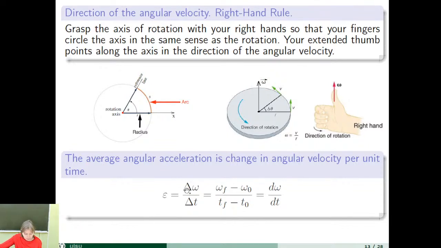Delta omega is the change in the angular velocity that occurs during the time interval delta t. The instantaneous angular acceleration with which we shall be most concerned is the limit of this quantity as delta t approaches 0. The unit of angular acceleration is commonly the radian per second squared.